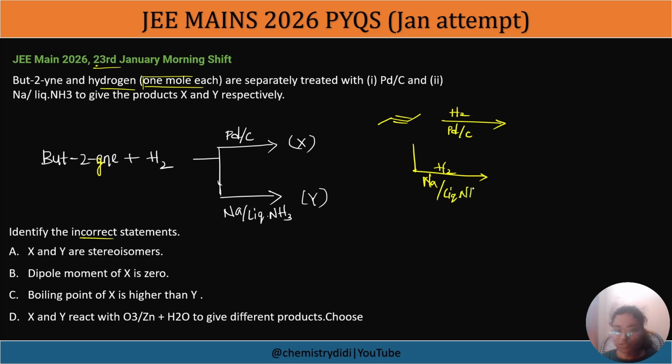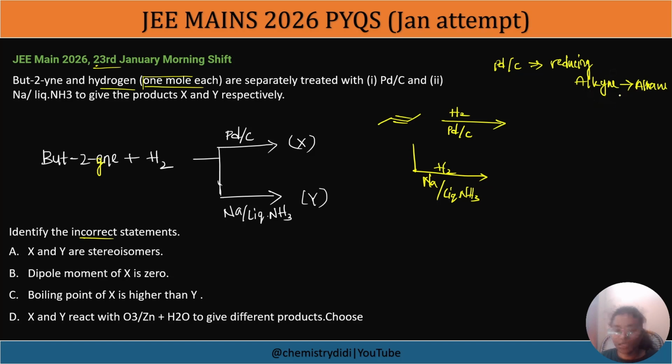I hope you know this is a type of Birch reduction. Here it will try to convert the alkyne to alkene. One thing: palladium on carbon is a reducing agent. As it is a reducing agent, it will generally try to convert alkyne to alkane. It won't stop in between.